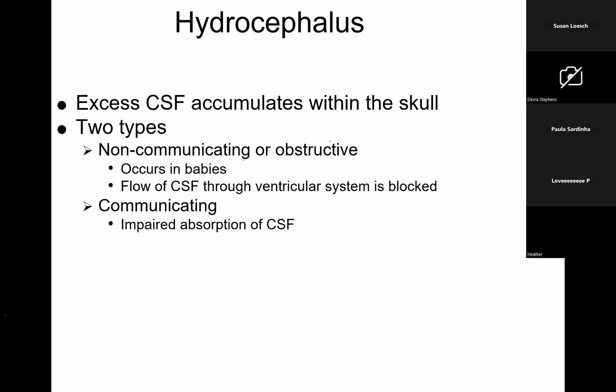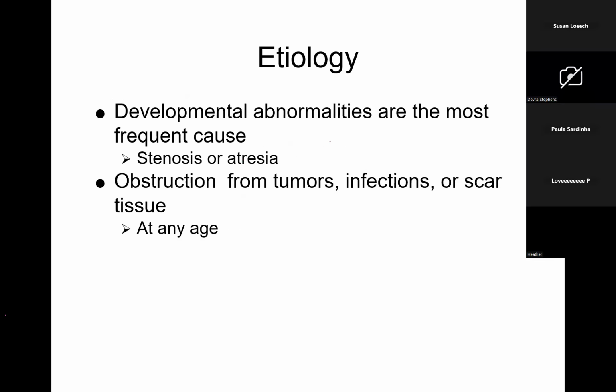So hydrocephalus is when we have too much cerebral spinal fluid in the skull, compressing the brain tissue and the blood vessels. In the majority of cases, production of cerebral spinal fluid is normal, but there's a problem with the amount reabsorbed. Developmental abnormalities are the most common cause here, either stenosis or atresia. Obstruction can develop at any age from tumors, infection, or scar tissue.